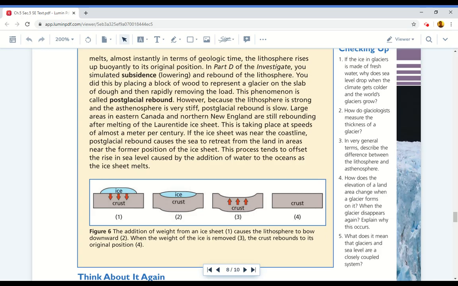Large areas in eastern Canada and northern New England are still rebounding after melting of the Laurentide ice sheet. This is taking place at speeds of almost a meter per century. If the ice sheet was near the coastline, post-glacial rebound causes the sea to retreat from the land in areas near the former position of the ice sheet. This process tends to offset the rise in sea level caused by the addition of water to the oceans as the ice sheet melts.